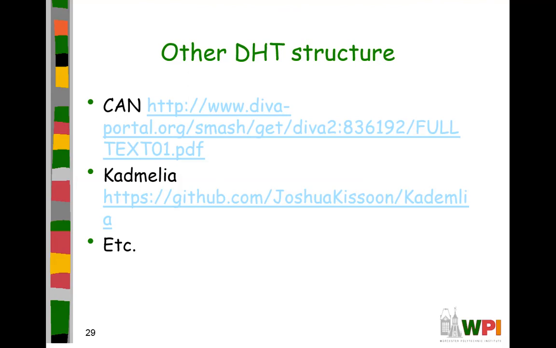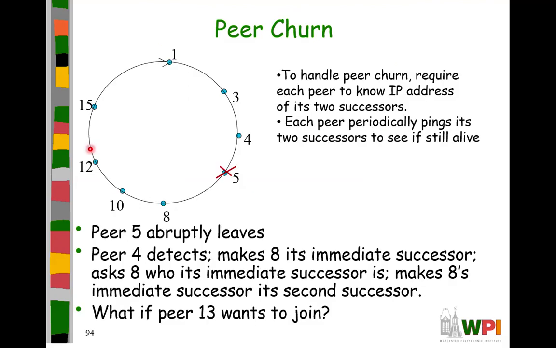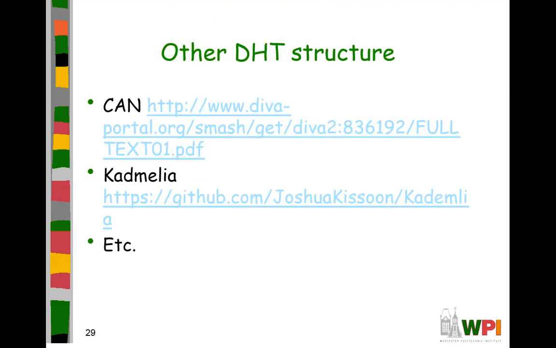We have discussed just the Chord structure. This is called Chord, a circular DHT. There are different structures proposed for DHTs. You can see CAN, you can see Kademlia, etc. Many more are proposed in the literature and they are used in practice.